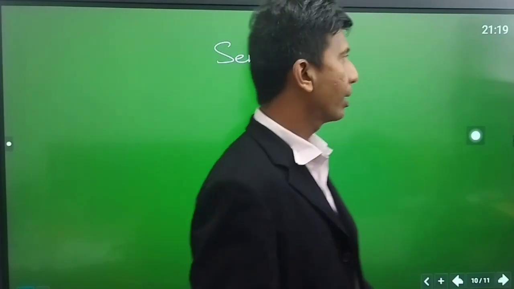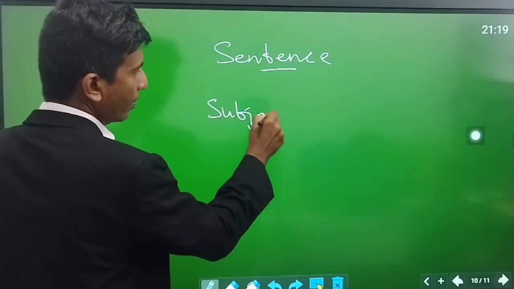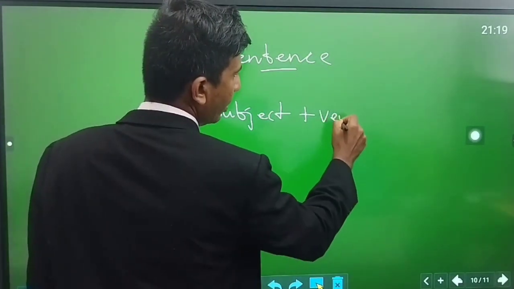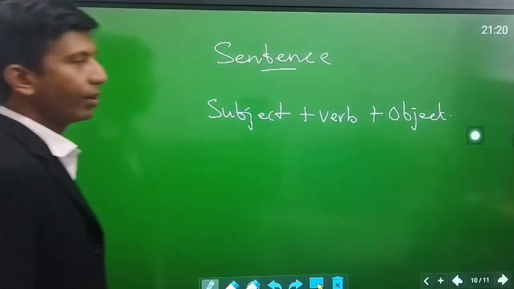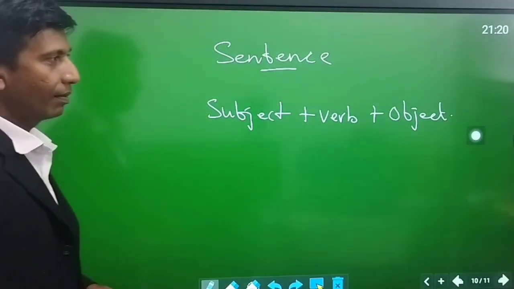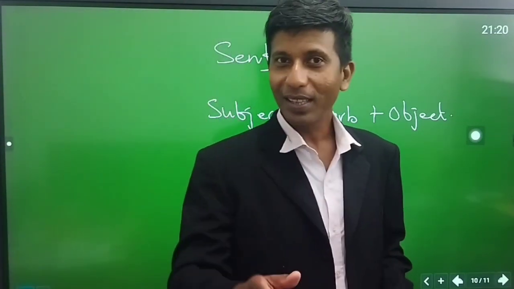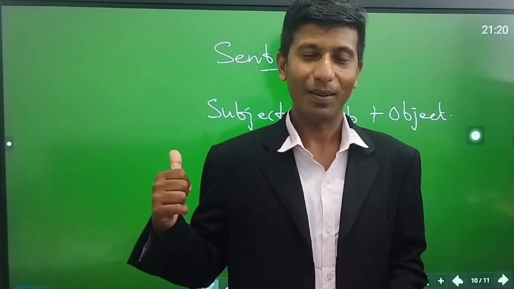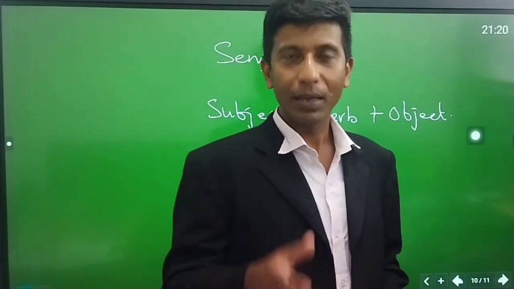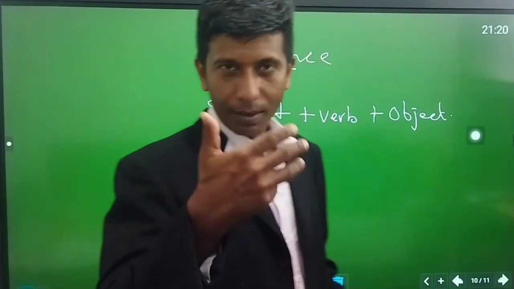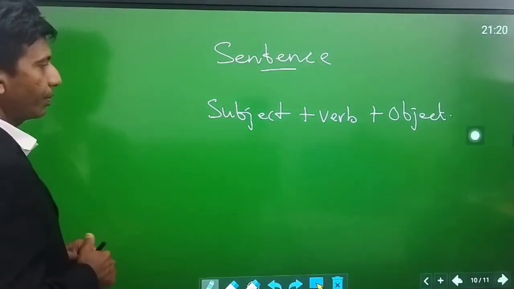The first main pattern is subject plus verb plus object. Subject, verb, object. But the thing is, most of the English teachers around the world only teach this pattern. They never talk about the other three patterns, most of them. But here I am going to explain those three patterns also.